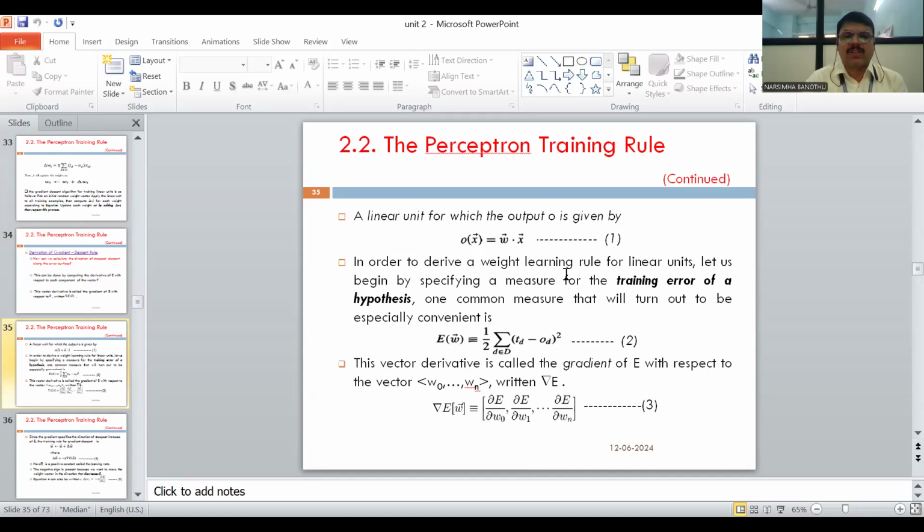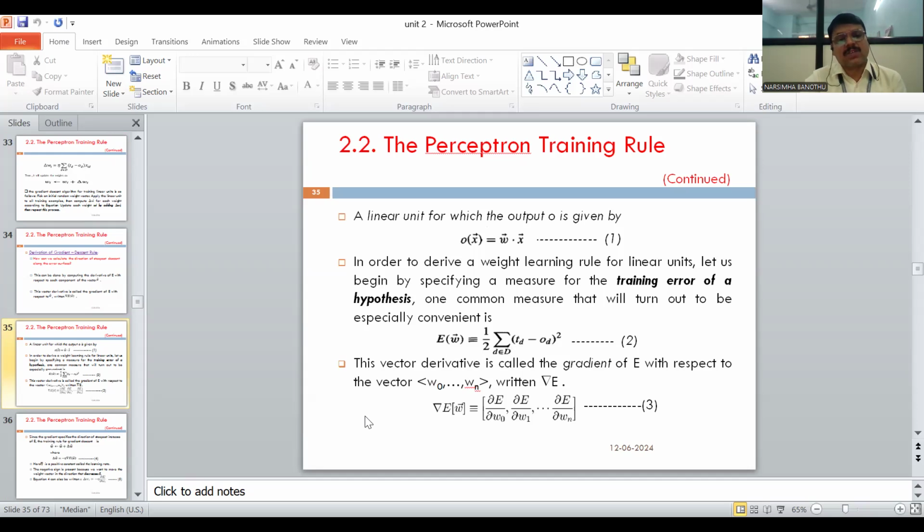In order to derive a weight learning rule for the linear units, let us begin by specifying a measure for the training error of a hypothesis. One common measure that will turn out to be especially convenient is the second equation: E of W is equal to 1 by 2 into sigma d belongs to capital D. Just now we have discussed this small d belongs to capital D, the training examples in the data set, small d having data in capital D. So (t_d minus o_d) whole square, that is equation 2.